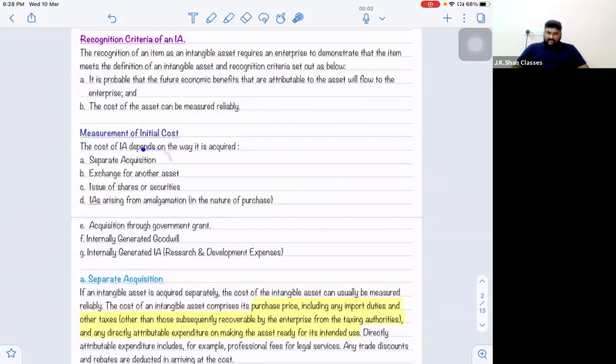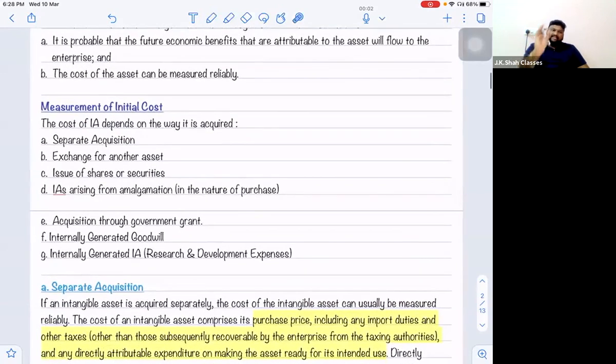Measurement of initial cost, a lengthy topic now from here. And sir, before starting, 2 points I would like to cover here itself. Point number F and point number G. Point number F, that is how to measure the cost of internally generated goodwill. It is always 0. Internally generated goodwill's cost is always 0, for the only reason that cost cannot be measured reliably. We cannot allocate a specific cost to our goodwill.